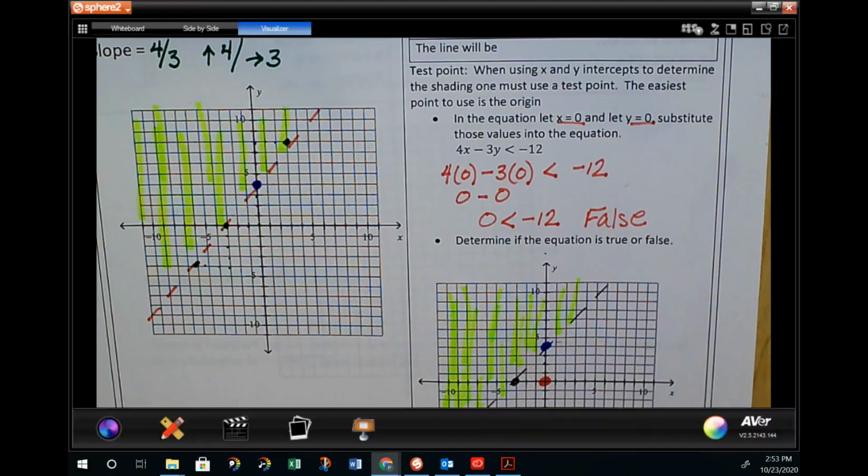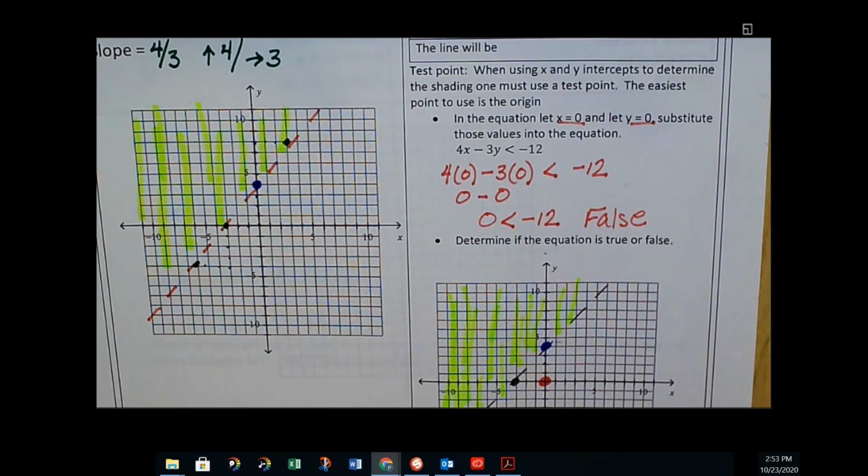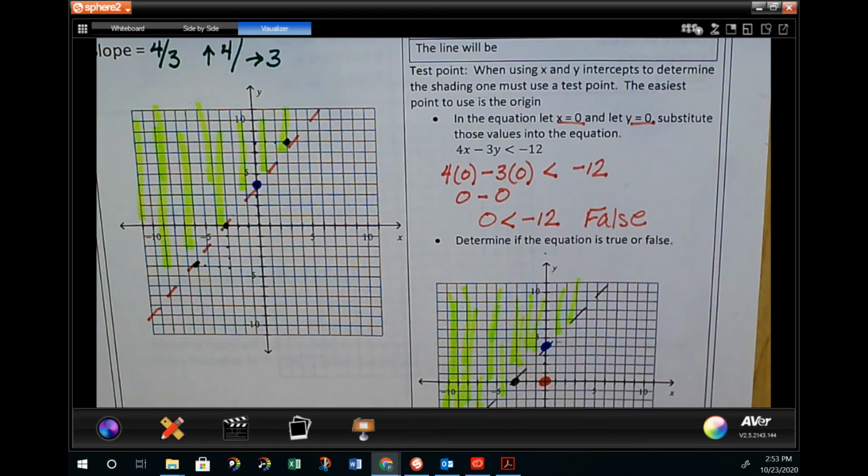All right. And that's how you graph a linear inequality.